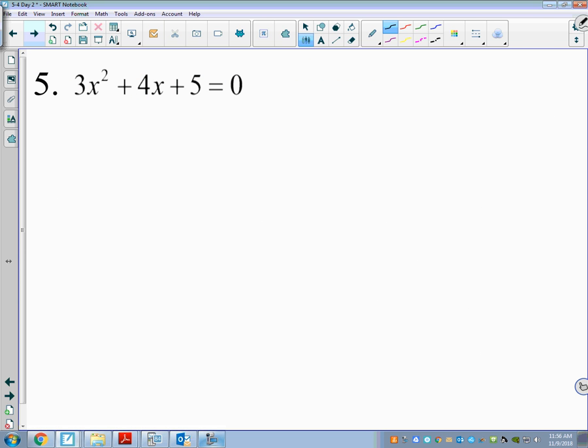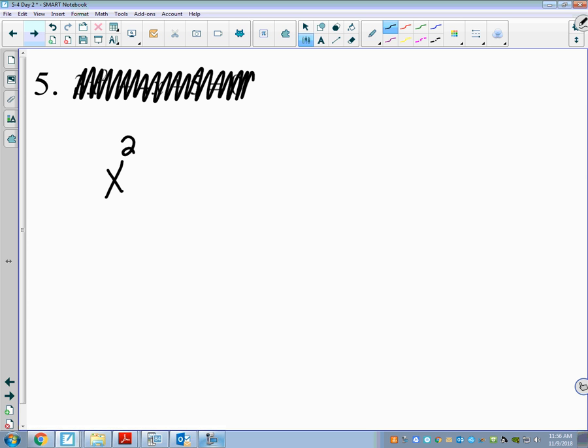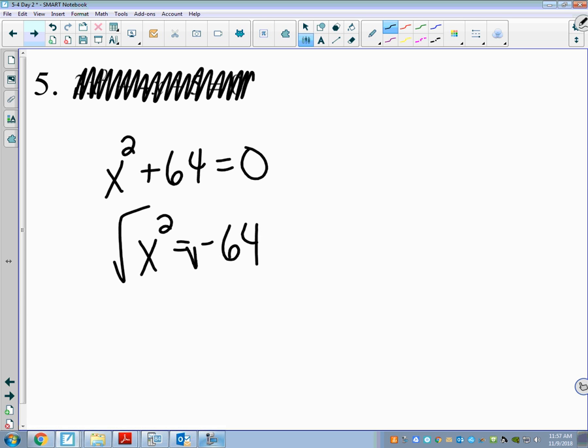So, same thing with this one. Let's cross this out. And what if I said x squared plus 64 equals 0? How would I solve that? Well, I could subtract 64 over. I could take the square root of both sides, and I could get x equals plus or minus 8i.